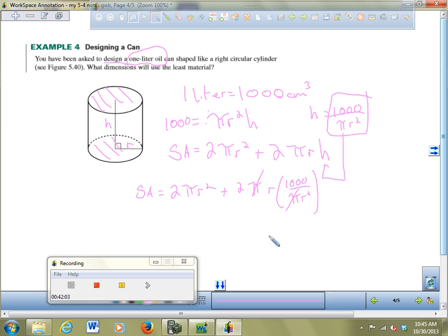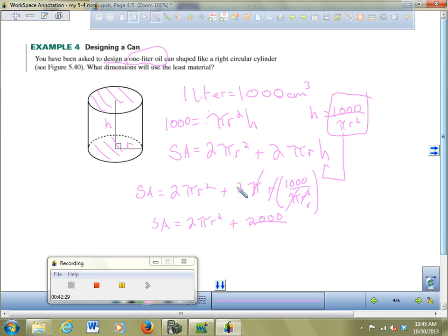I'm doing this right. One of the r's goes away too on the bottom. And one of the r's goes away. So this r goes away with one of these r's. So when you rewrite this simplified, you get surface area equals 2 pi r squared plus 2 times 1,000 makes 2,000.